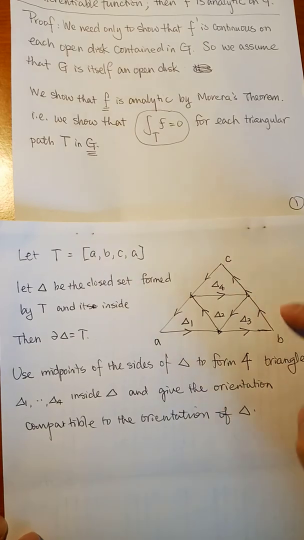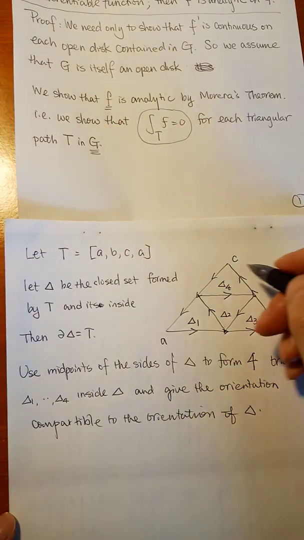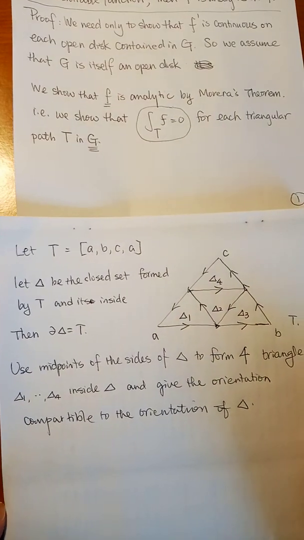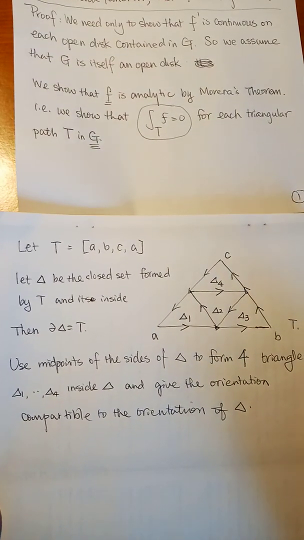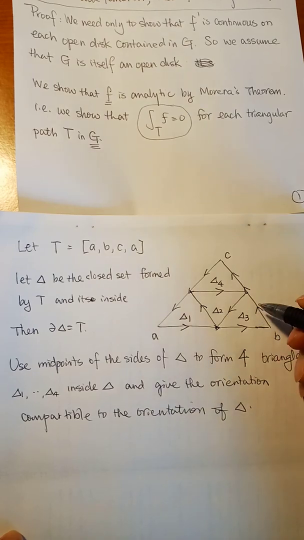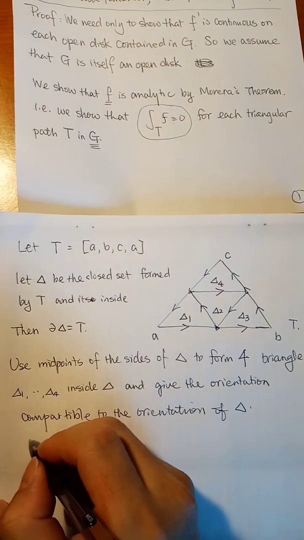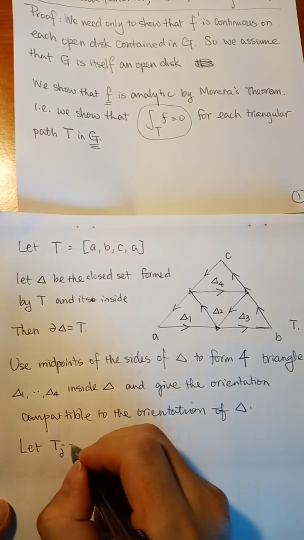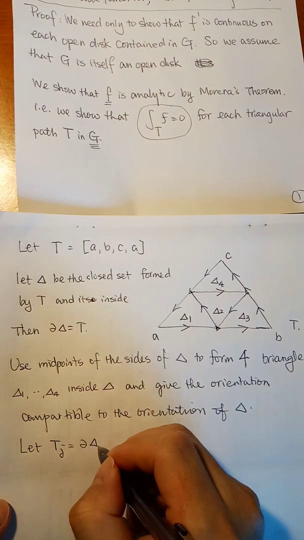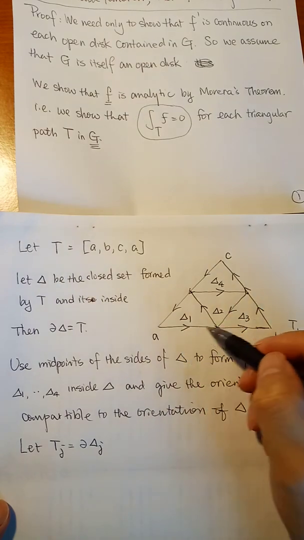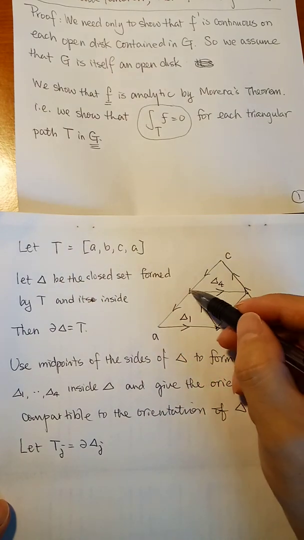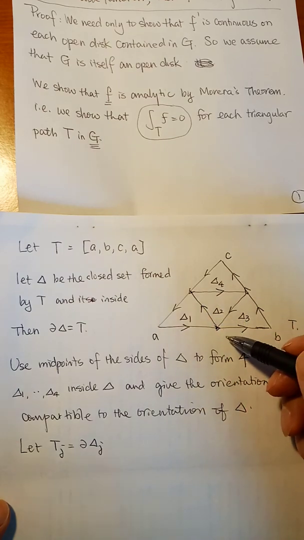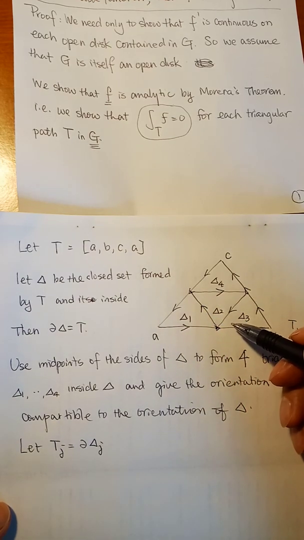Okay, so we have a large triangle, technically it could be very tiny, but this part we consider as the large triangle delta. And then we divide delta into 4 smaller triangles. Let Tj be the boundary of delta j. So for this part, the smaller triangle is T1. Here is T2. This part is T3, T4.